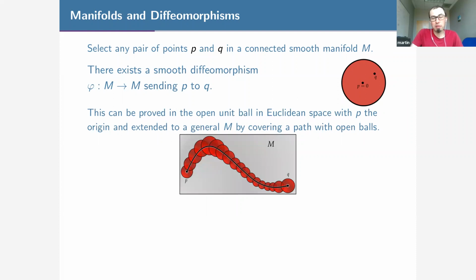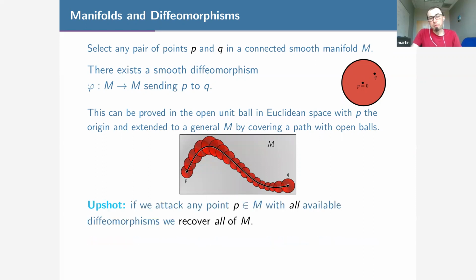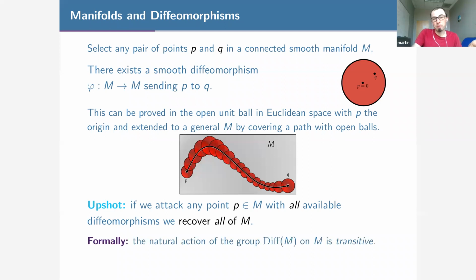And you can do this, in fact, just by proving it for a unit ball in Euclidean space, and then essentially that will give it to you for any manifold. So the upshot of this is that if you have a point in such a manifold, and you gather together all of the diffeomorphisms and attack that point P with those diffeomorphisms, you get all of the manifold. Or in more formal terms, the action of the group of diffeomorphisms on the manifold is transitive.